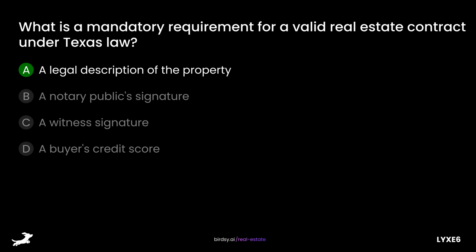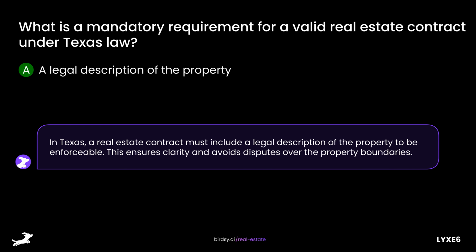The answer is A, a legal description of the property. In Texas, a real estate contract must include a legal description of the property to be enforceable. This ensures clarity and avoids disputes over the property boundaries.